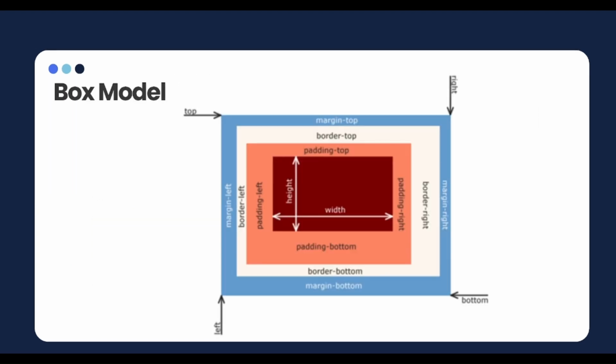So now we are coming to the most important topic of CSS, which is the CSS box model. Every HTML element is essentially a box. The box model consists of content, padding, border, and margin. The content is the actual text or image. Padding is the space between the content and the border. The border is the edge of the box, and the margin is the space outside the border.